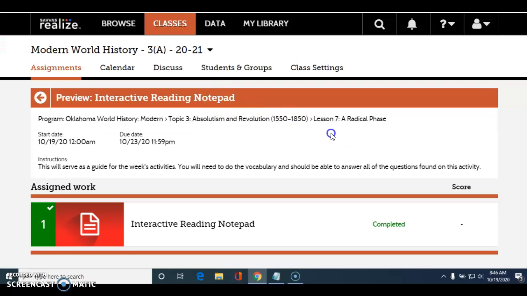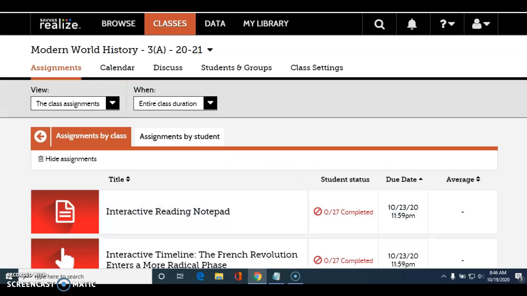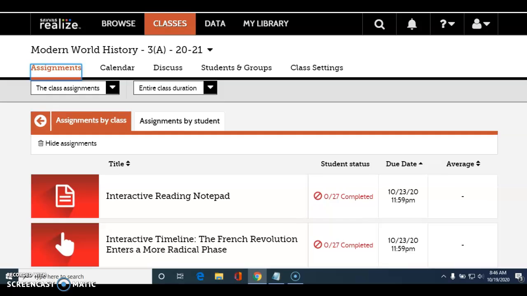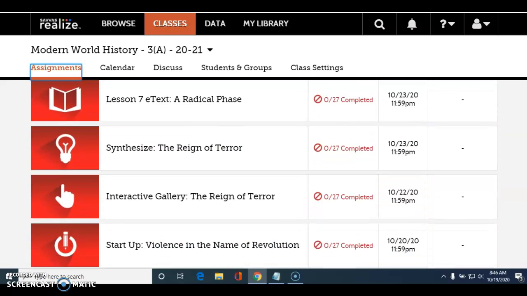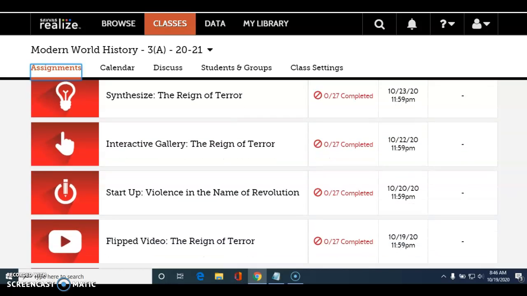I'm going to exit out of this. You're not done yet. That just gets you started. That's not the whole thing. So we go back to assignments, and the next part that we're going to be looking at is the startup. Right here, violence in the name of revolution. Actually, before you do that, I want you to do the flipped video.